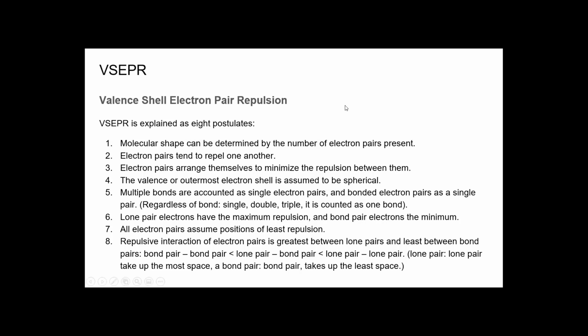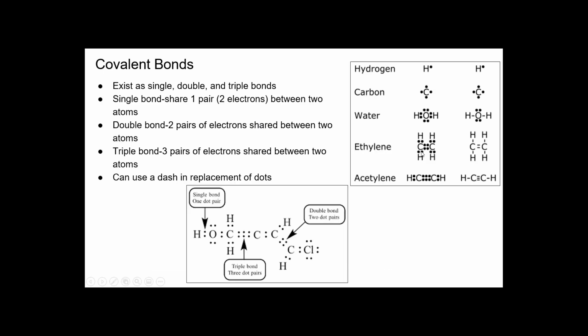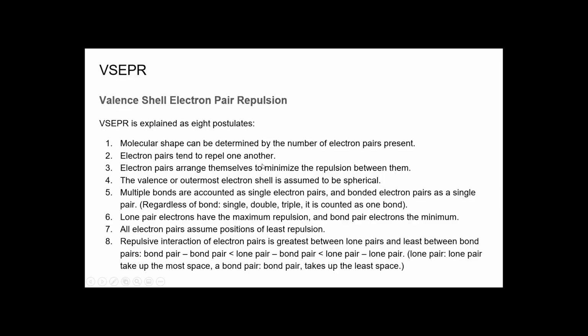So valence shell electron pair repulsion, VSEPR, goes with electron dot, because once you figure out how to put it together, you need to know what the shape is. Why would you need to know the shape? Because molecular shape can be determined by the number of electron pairs present. Electron pairs tend to repel one another, so VSEPR helps with that. It puts the molecule in the shape that minimizes the repulsion between all the electron pairs that are on there.